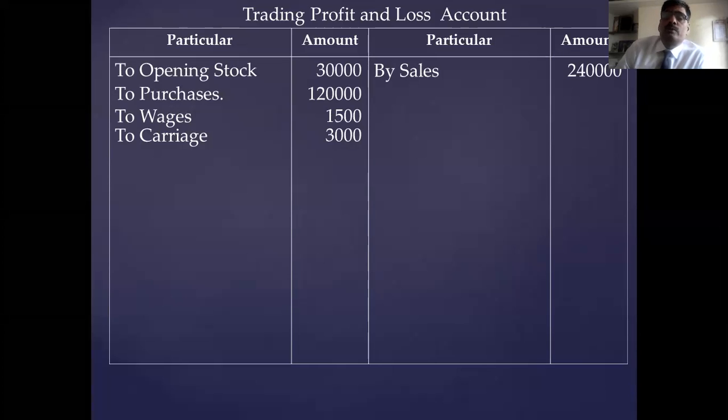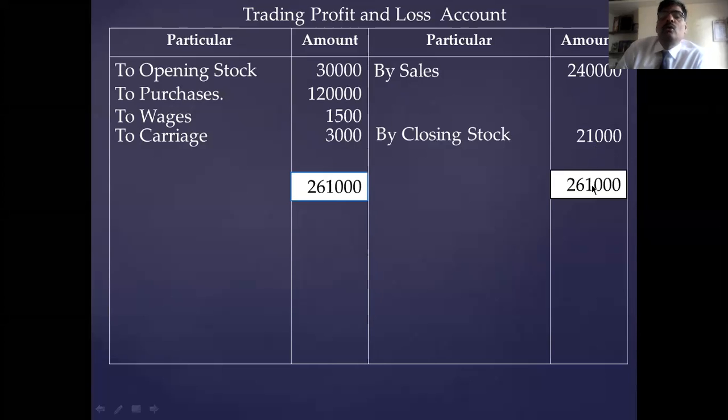If you want to increase your speed, you take the total amount directly. Total sale is 2,40,000. Then closing stock is 21,000. Last item. Close the account. You will get the gross profit. Gross profit is 1,06,500.